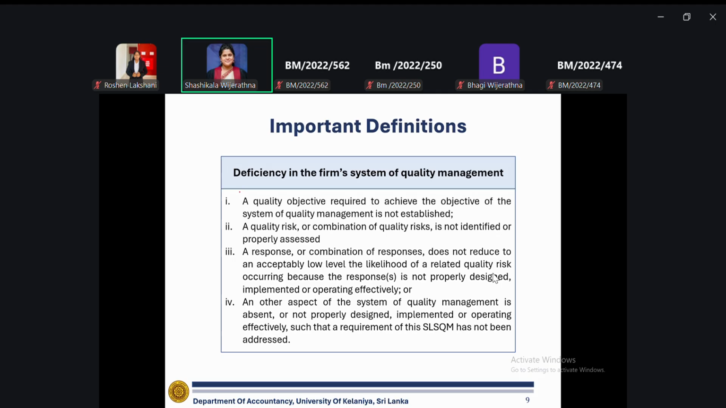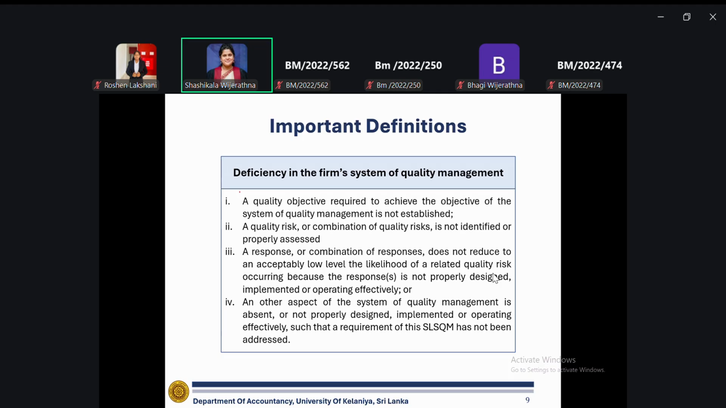The first one is that a quality objective required to achieve the objective of the system of quality management is not established. A quality objective required to achieve the objective of the system of quality management is not established. So there should be quality objectives within the organization.